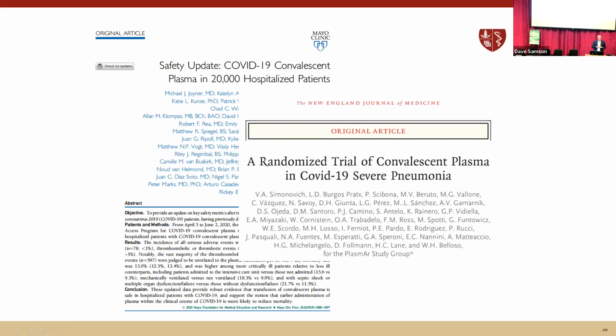When we did the randomized trial of a fraction of that number of patients, about 2,000 patients, we demonstrated that it didn't work, and that there were some aspects of it that in fact might be harmful. So this is just the cautionary tale.